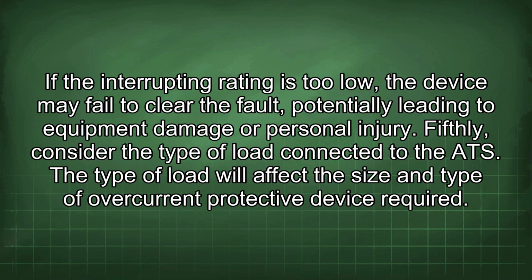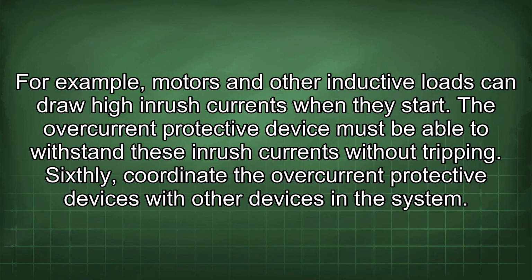Fifthly, consider the type of load connected to the ATS. The type of load will affect the size and type of overcurrent protective device required. For example, motors and other inductive loads can draw high inrush currents when they start. The overcurrent protective device must be able to withstand these inrush currents without tripping.